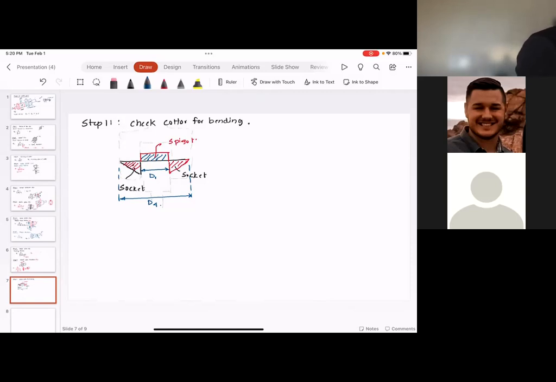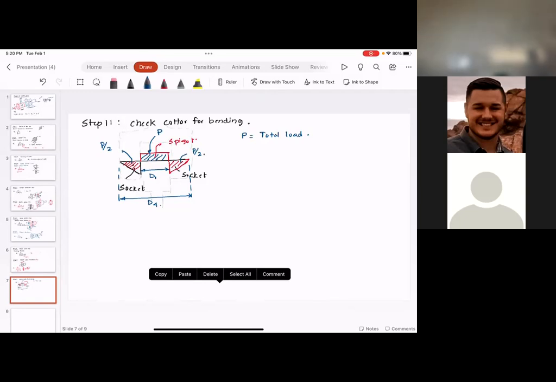So let's start with the load. If my total load is P, what this means is this rectangular distribution is P, and this triangular distribution is P by 2 and P by 2. So I have the rectangular distributed load at the center, and I have the triangular distributed load, half of the load on one side, half of the load on the other side.